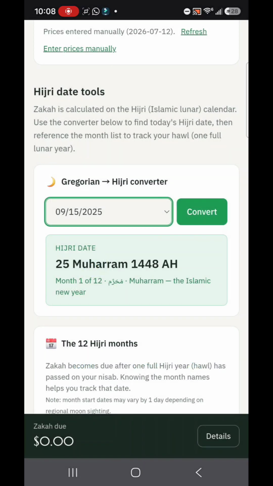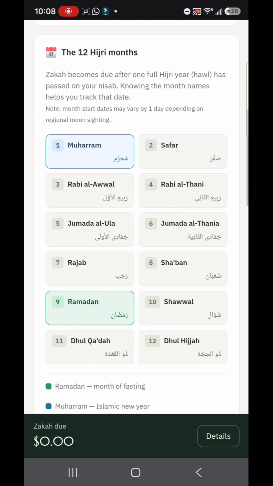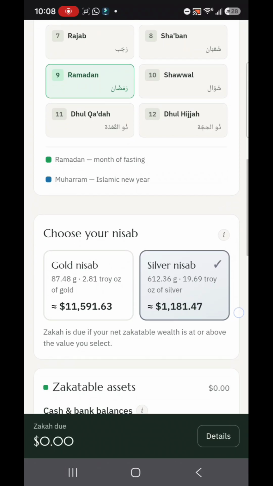Set, and then convert. So this is equivalent to the 22nd of Rabi'ul Awwal. It says month 3. So here also you have the month. Ramadan and Muharram is what most people focus on, but in your case it is Rabi'ul Awwal, in this example here. So now let's do the calculation.